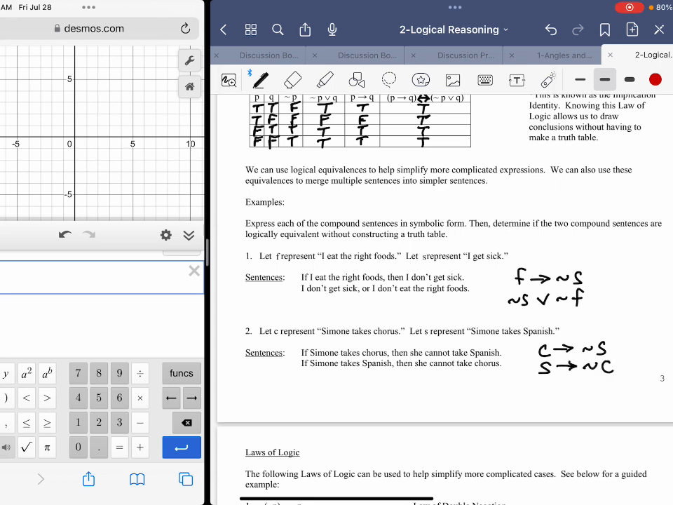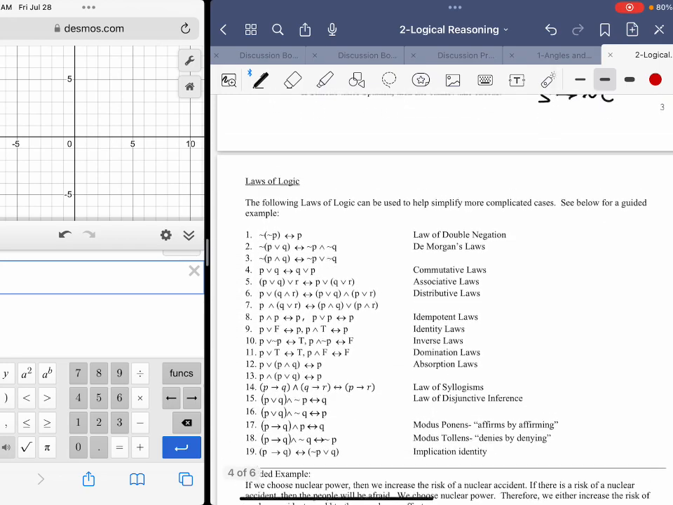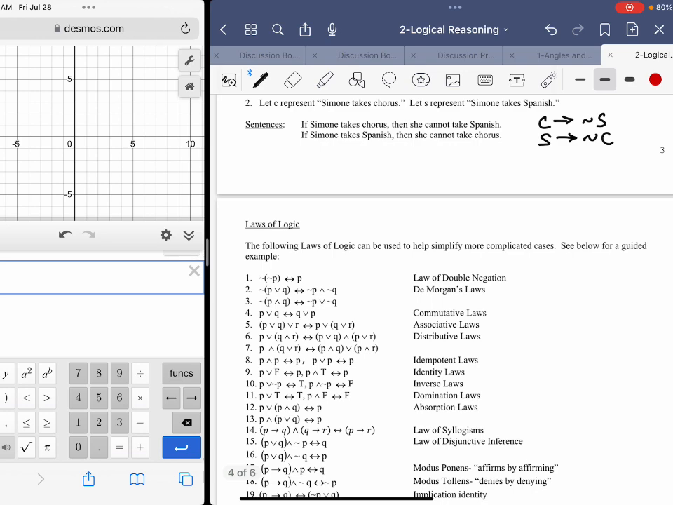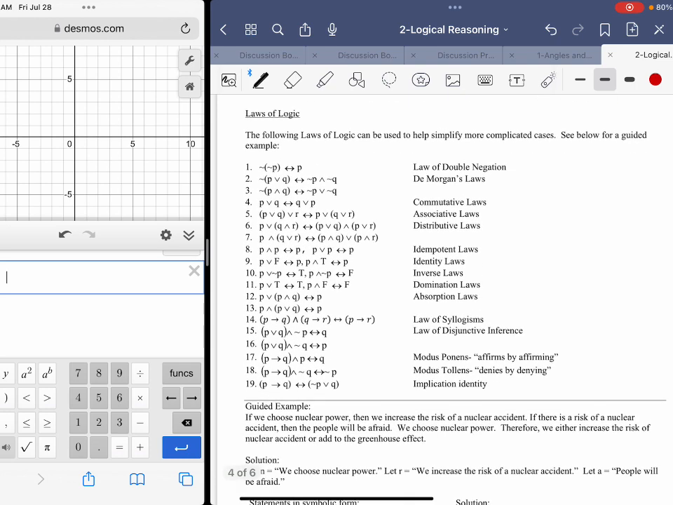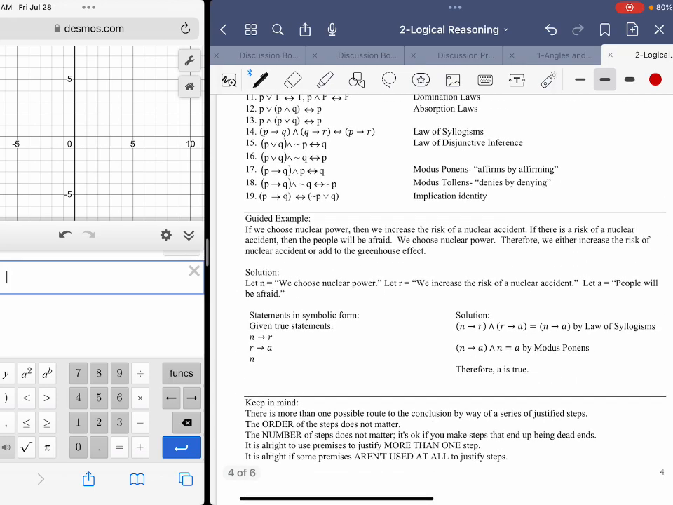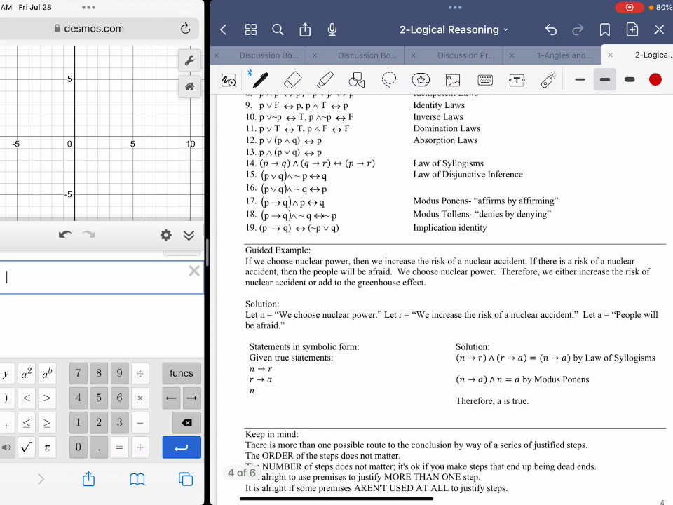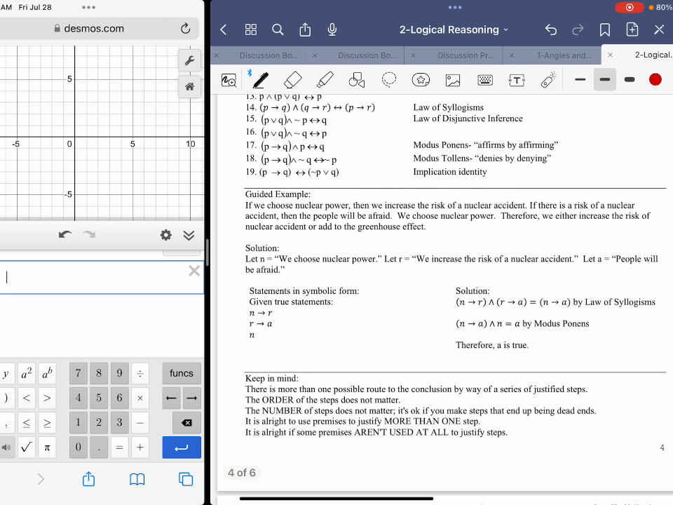All right. So we're going to talk about laws of logic. And really, at this point, it's just a matter of saying, here's a list of laws, because I don't expect you to memorize them. Here's a list of laws that we could use in certain conditions. All right, so you'll see the example that follows there, a solved example, and some keep in mind statements. But I think it's probably better for me to take you through an example or two directly.